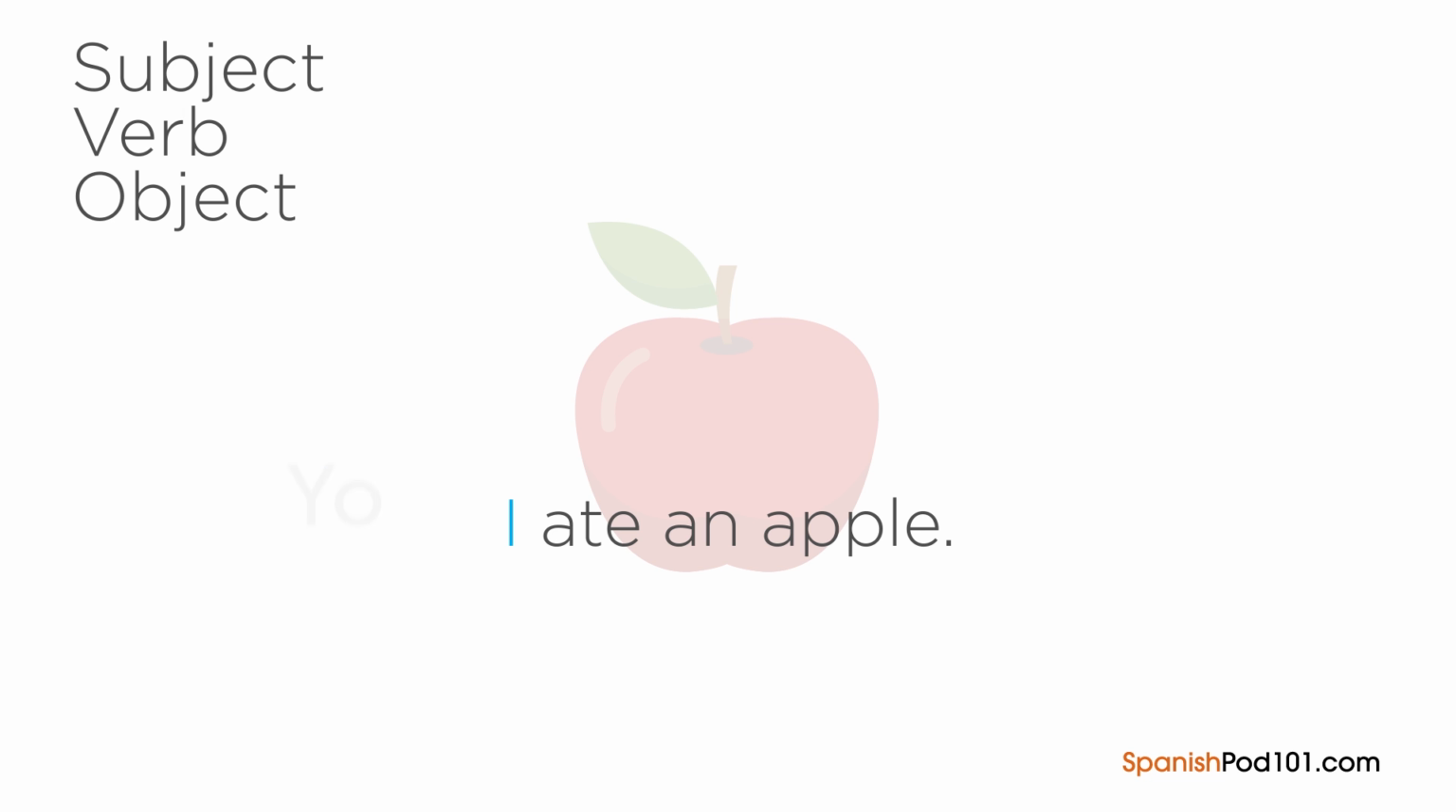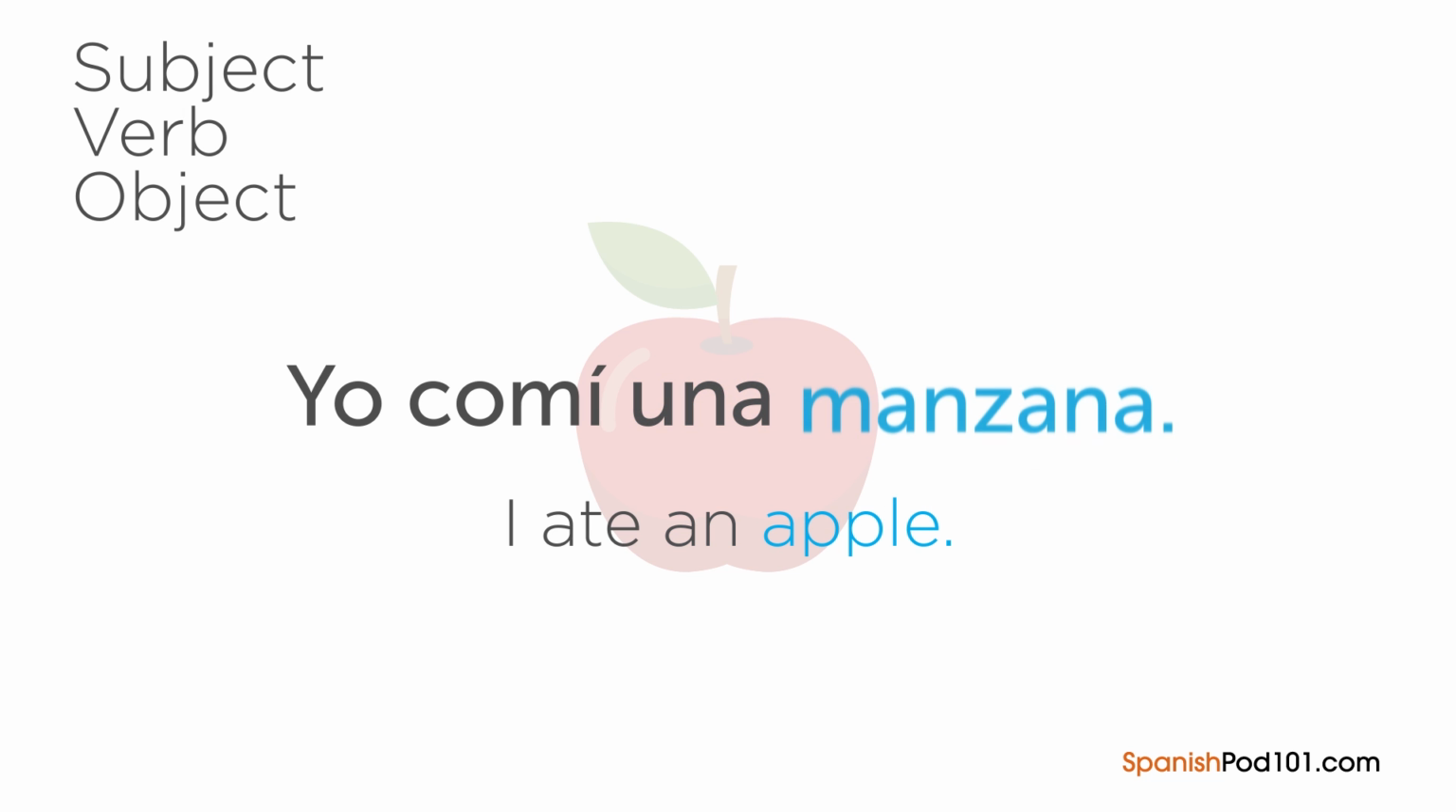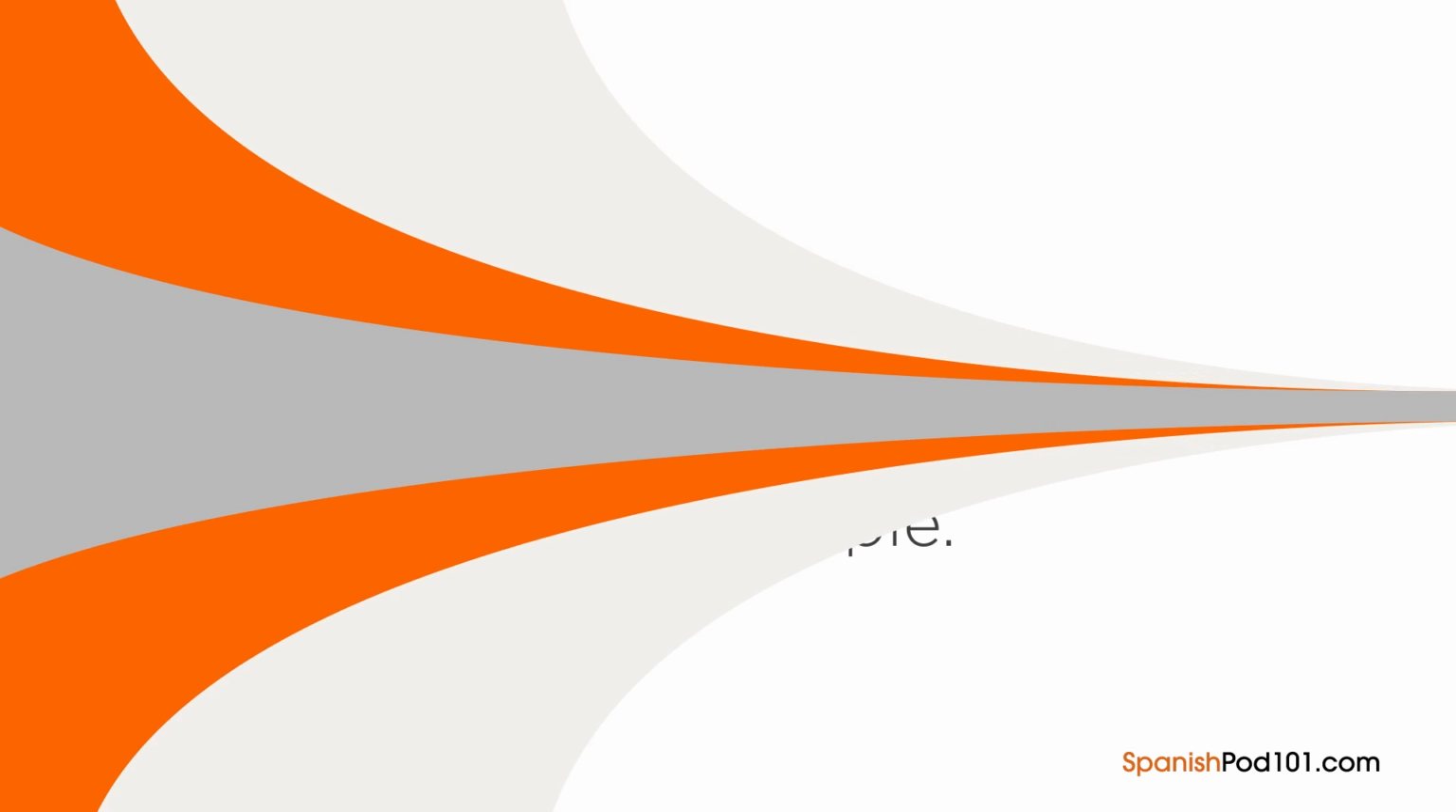I in Spanish is yo. Ate in Spanish is comí. An is una, and apple is manzana. Altogether, it's yo comí una manzana. So, I ate an apple in Spanish is... Yo comí una manzana. You can form nearly all basic sentences in Spanish just by following the SVO word order.